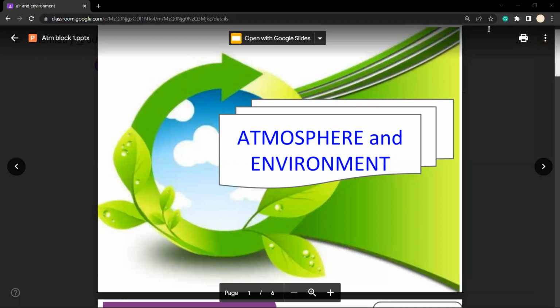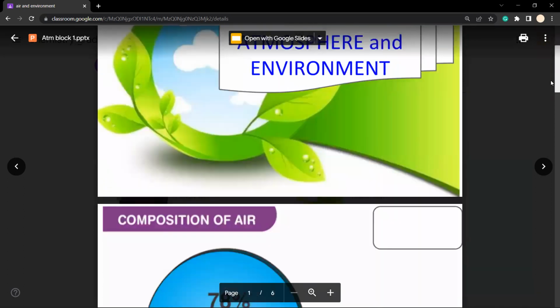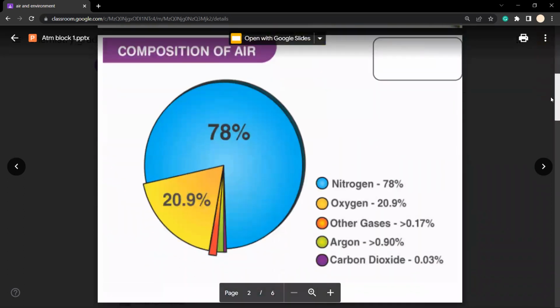In today's video, we are going to talk about the atmosphere and environment. According to the CIE syllabus, this particular chapter comprises two parts. They talk about the air and they talk about the water. So in this video, we are going to talk about the air, its composition, and the air pollution, the sources of air pollution, and the effects of that air pollution.